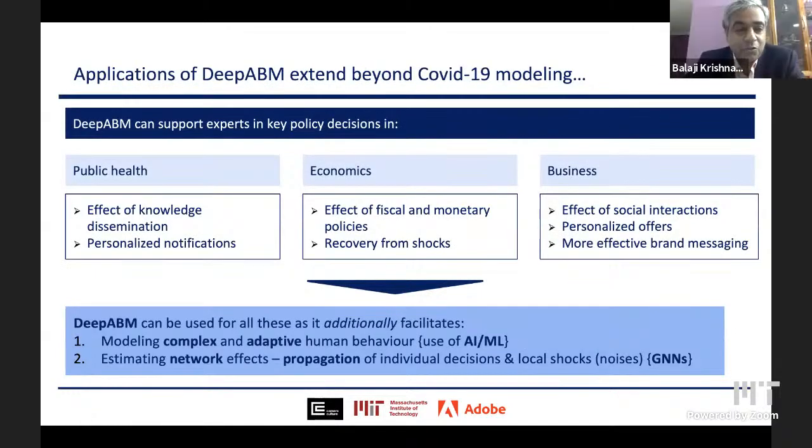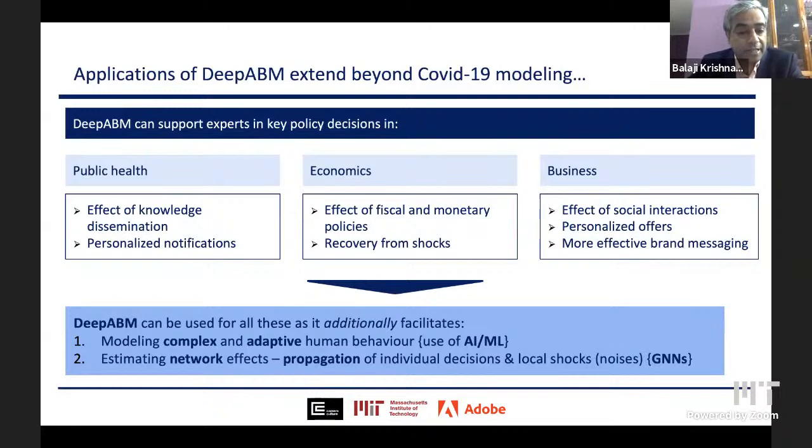Thank you, Ayush. So this tool, the deep ABM tool, has a lot of potential, not just beyond COVID, but also in multiple areas. For example, in public health, you can use the deep ABM to find out the effect of personalized notifications, what's the effect of knowledge dissemination, and so on. And certainly it will be useful in other epidemics that will follow.